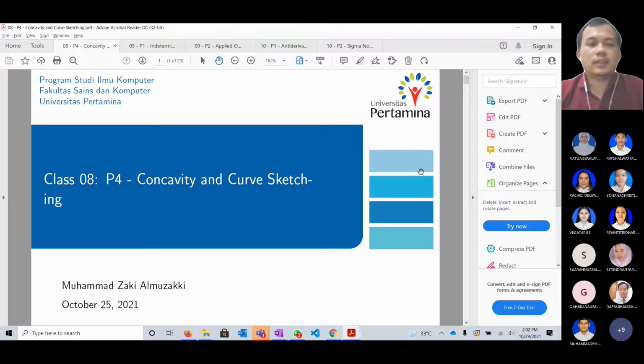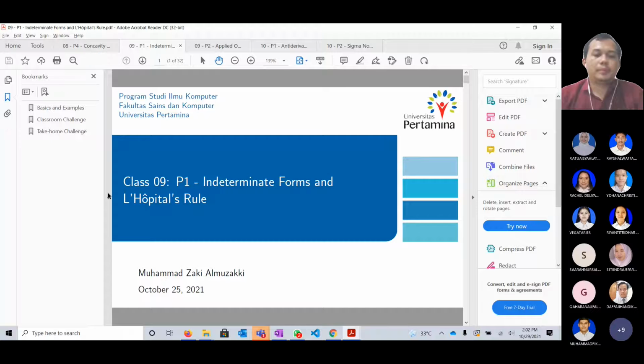Okay, in this afternoon session, as I said this morning, I will explain the final three parts related to differentials: concavity and curve sketching, then indeterminate forms, and L'Hôpital's rule.